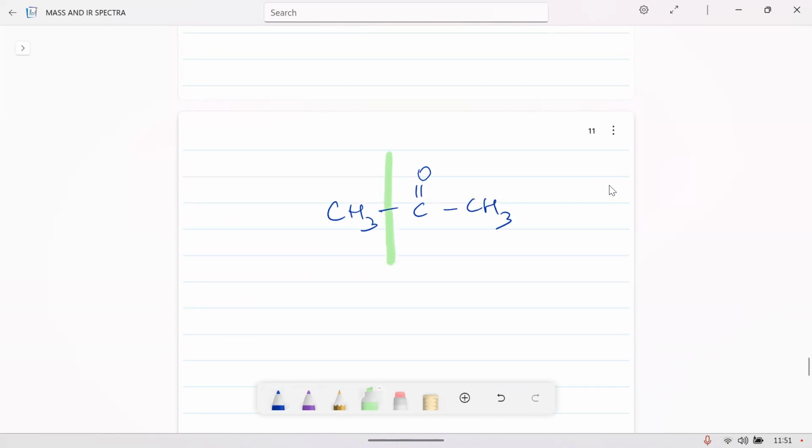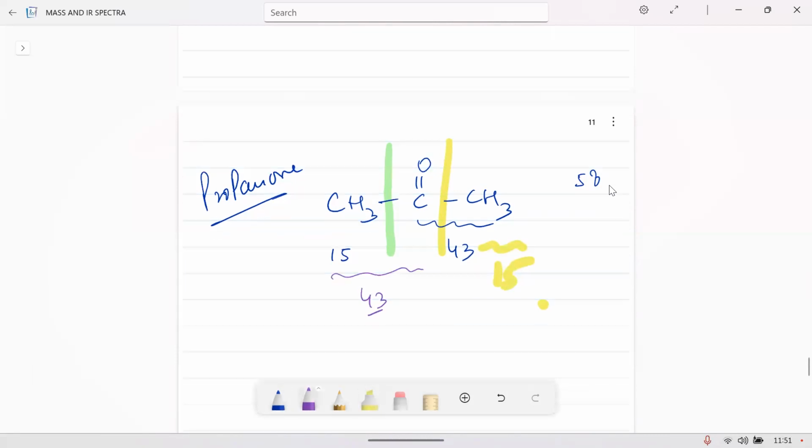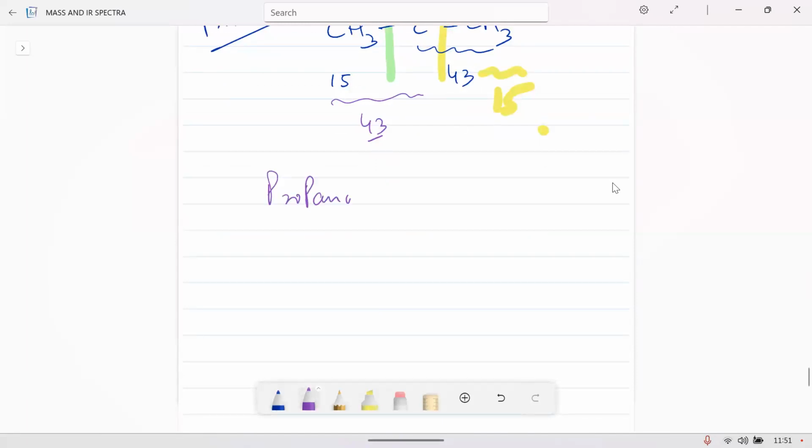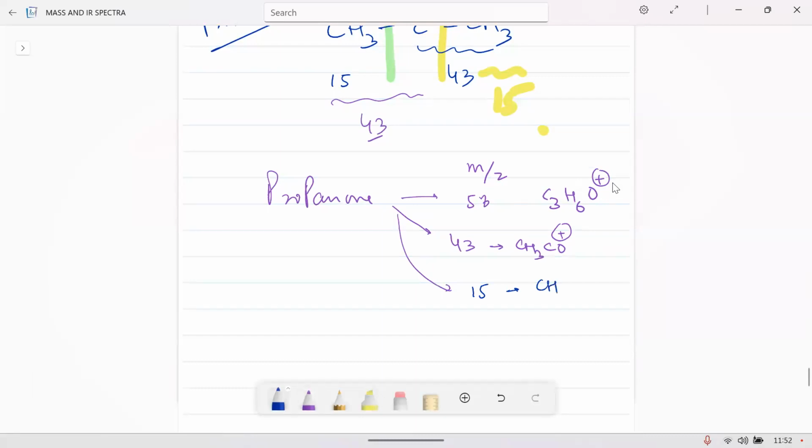So there is a possibility of this breaking from here. This is propanone we are talking about. So this will give you the peak at 15, and this one will be 43, and the whole molecule will be 58. That is one possibility. The second possibility is the molecule may break from here. In that case, again, this part will give you 15, and the other part will give you 43. So in a propanone, you will have the peak at 58, that will again be due to C3H6O plus. Then you will have a peak at 43, which will be due to CH3CO positive. And then you will have a peak at 15 because of CH3 plus.